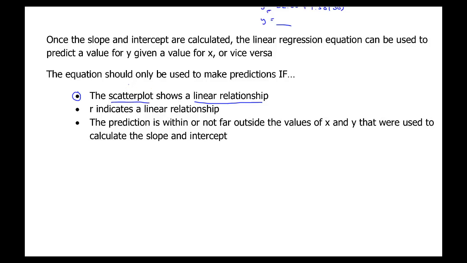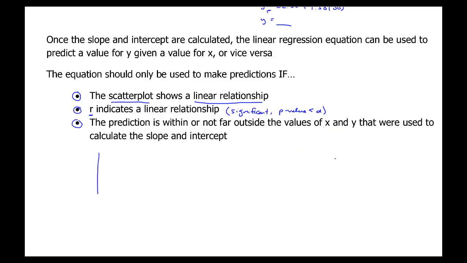If you're given values of x and y, before you even start doing correlation or regression, make a scatter plot to find out if it's linear. You need to have a value of r that indicates a linear relationship, which means it needs to be significant, which means the p-value for that correlation coefficient needed to be less than alpha. And the third one is you can't go too far outside the values of x and y that were used to calculate the slope and intercept.